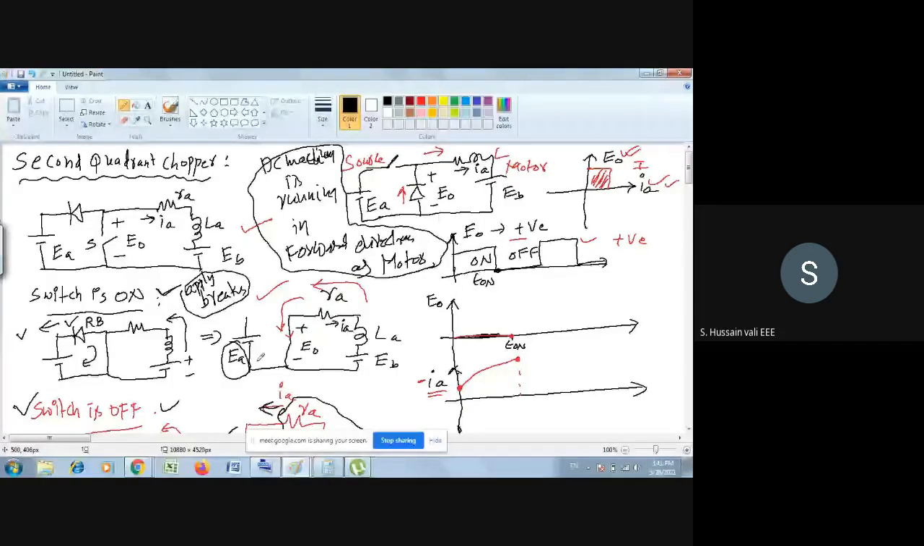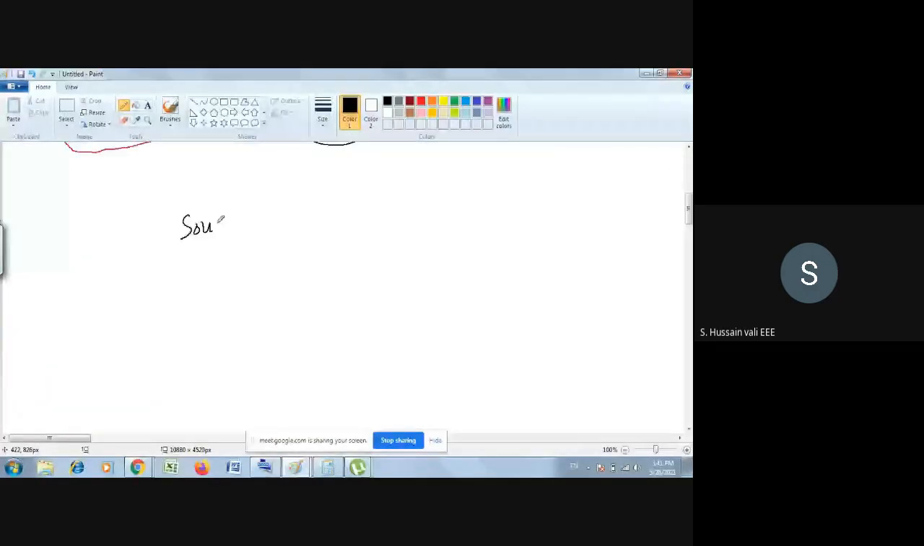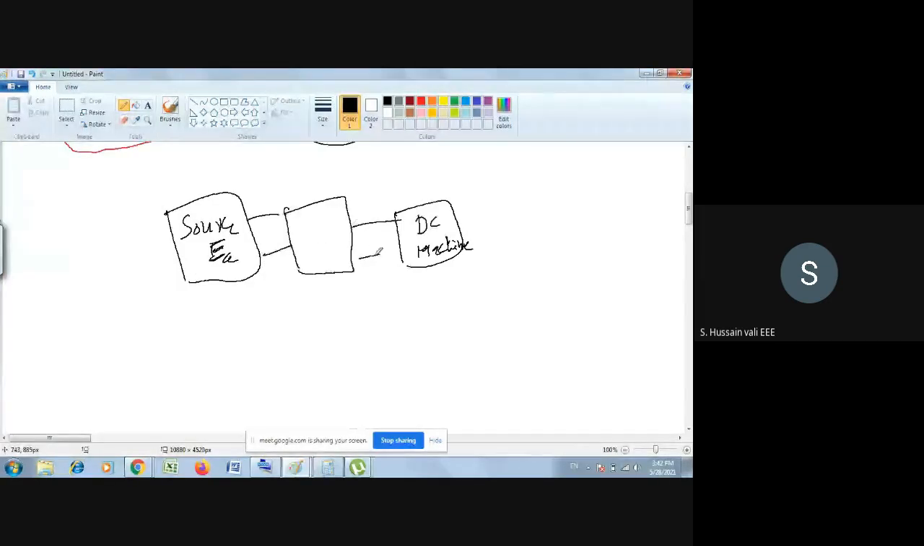See, the power supply will be there. I'll tell you here. This is a source, Ea for example. You always need a source and you need a motor. I won't say motor, I will say DC machine, because the DC machine can be used as a motor or as a generator. Now in between you have a box like this, which I am saying is a four quadrant chopper.